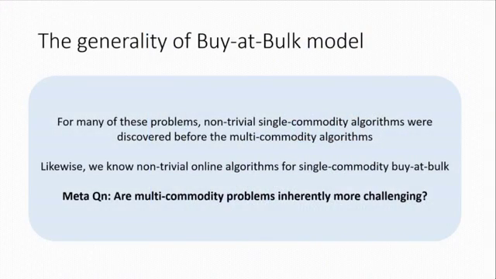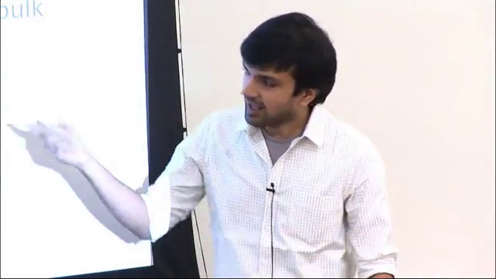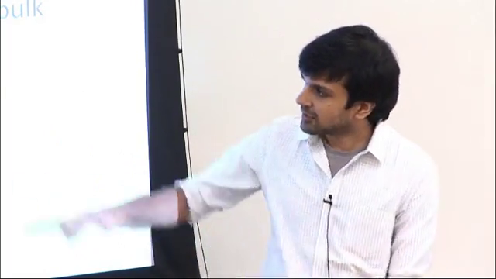A common theme across all of these problems, which is also true for our problem, is that non-trivial single commodity algorithms were designed before non-trivial multi-commodity algorithms. So we always understood the single commodity before we understood the multi-commodity, and similarly for online algorithms as well. So online Steiner tree was understood before online Steiner forest, online group Steiner tree before online group Steiner forest. The same for our problem, online single commodity buy-at-bulk before online multi-commodity buy-at-bulk.